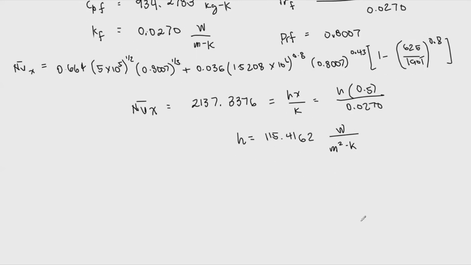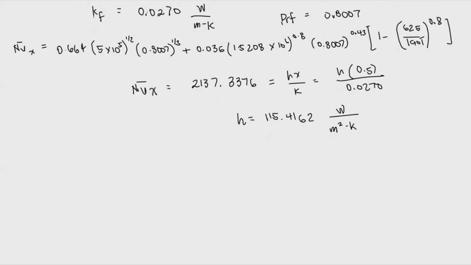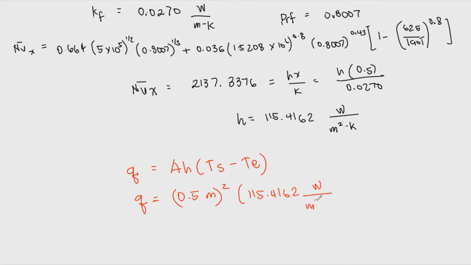So it doesn't end with that. We already have the h. Then we can now substitute that into our general equation that I used to tell you, that there's just one equation for either the forced and the natural. So that's Q equals A, h, and then Ts minus Te. The area is actually the area that is in contact with the fluid, so that's simply 0.5 meters, you square that since that's a square. And then we multiply this with our h, that is 115.4162. So let's just write the unit. And then we have Ts minus Te.